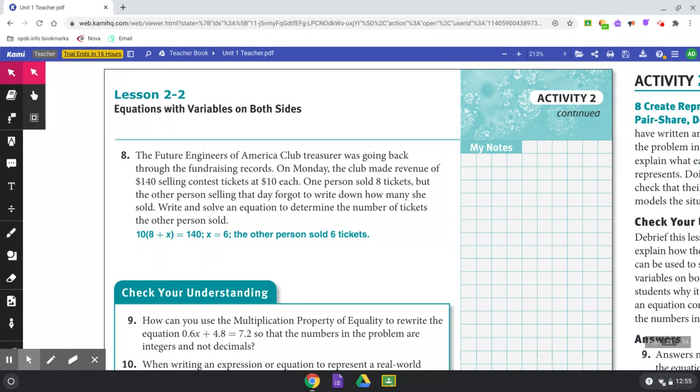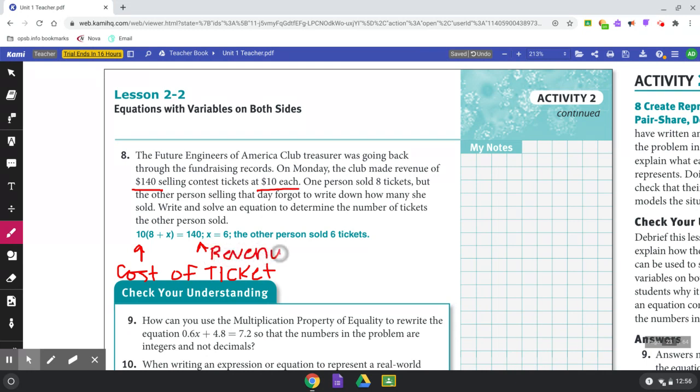So let's try to figure out how I can write an equation to figure out how much the other person sold. Okay, so 10 times (8 plus x) equals 140 is the equation that you want to write. $10 represents the cost of each ticket. So $10 times how many tickets equals 140. 140 came from their total revenue. Okay, that came from right here. Total revenue. This is where the 10 came from, $10 each. So 140 is their revenue.